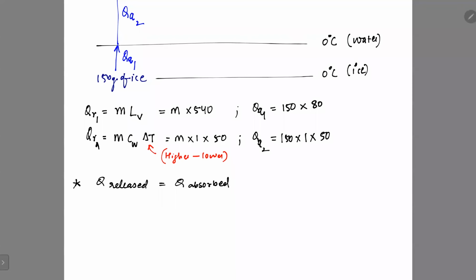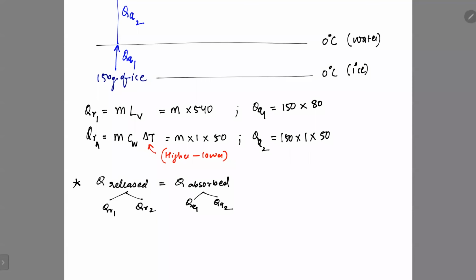The principle says Q released is equal to Q absorbed. But don't you think that Q released was in 2 steps? Q released 1, Q released 2, and Q absorbed was in 2 steps. Q absorbed 1, Q absorbed 2, right? Yes.